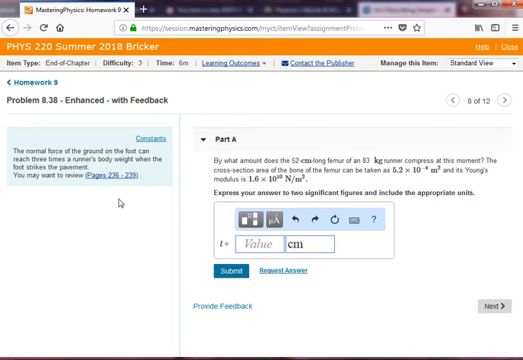By what amount does a 52 centimeter long femur, so that's the original length, 0.52 meters, of an 83 kilogram runner compress at this moment? So there's a force on the femur because the person's running, and how much does it actually compress during this impact? Let's take a look at it.